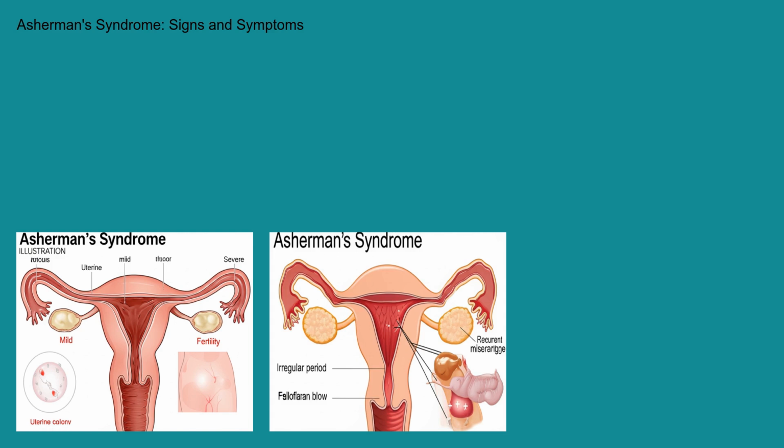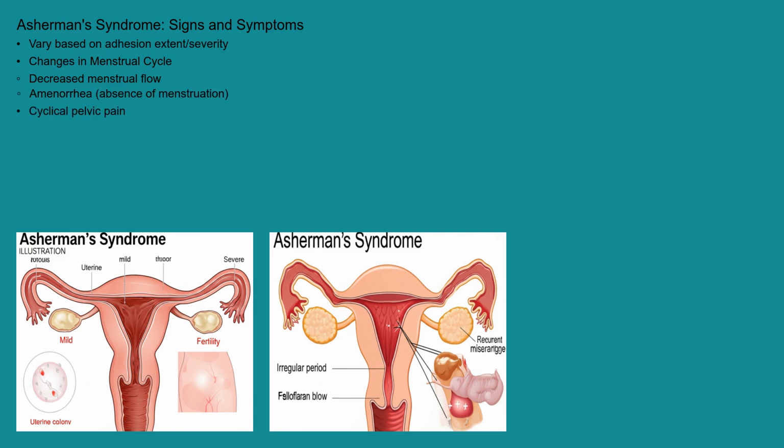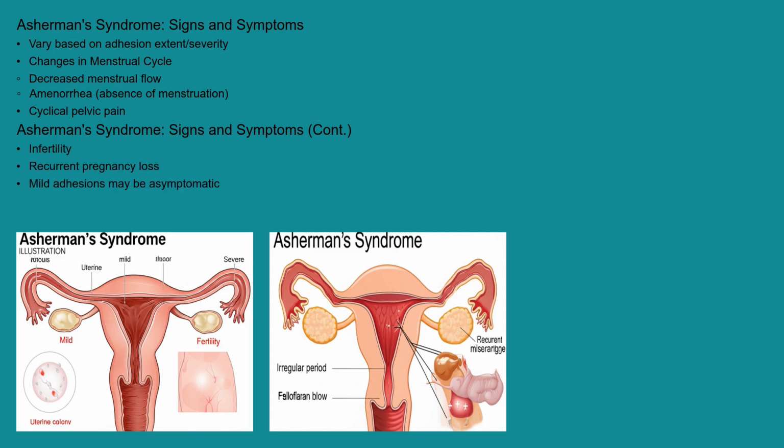The signs and symptoms of Asherman syndrome can vary depending on the extent and severity of the adhesions. Some women may experience changes in their menstrual cycle, most commonly a decrease in menstrual flow or even amenorrhea, the complete absence of menstruation. Others may experience cyclical pelvic pain, especially around the time they would normally be menstruating. Infertility and recurrent pregnancy loss are also common presentations. It's important to note that some women with mild adhesions may not experience any noticeable symptoms, making diagnosis challenging.